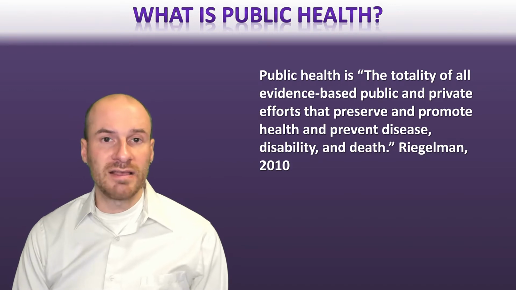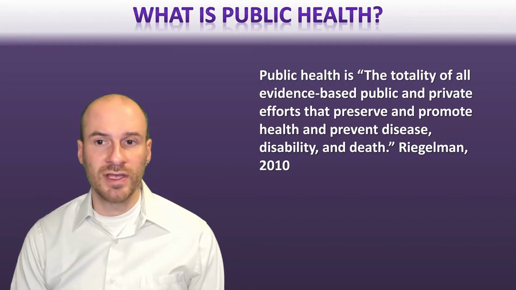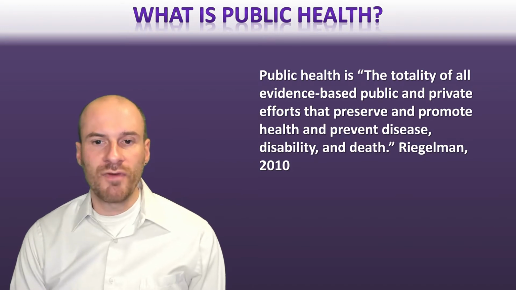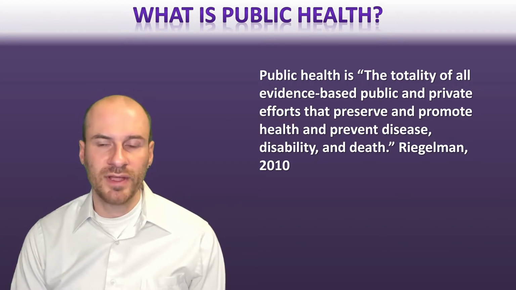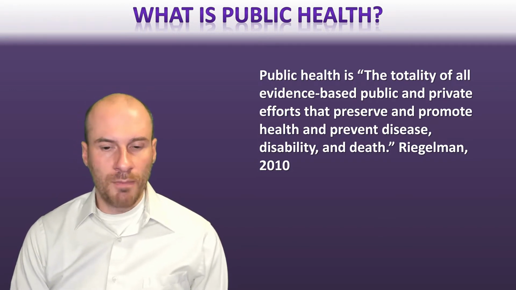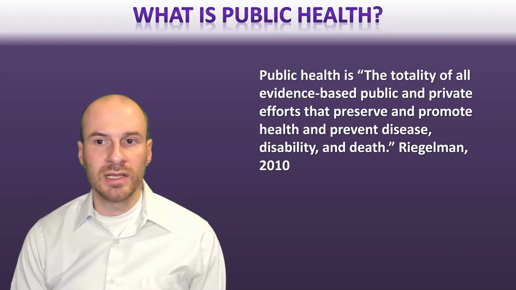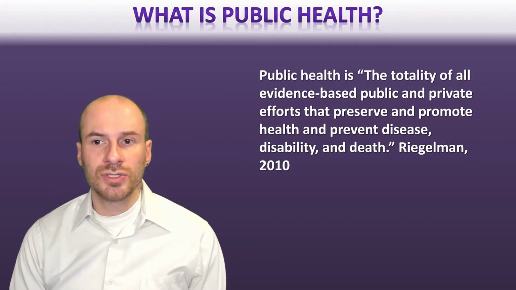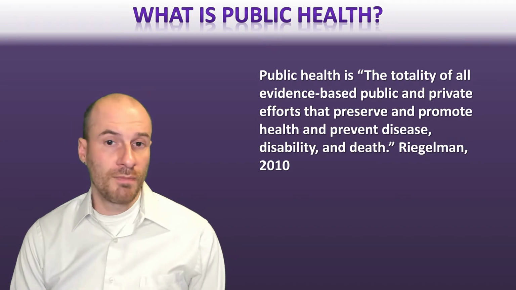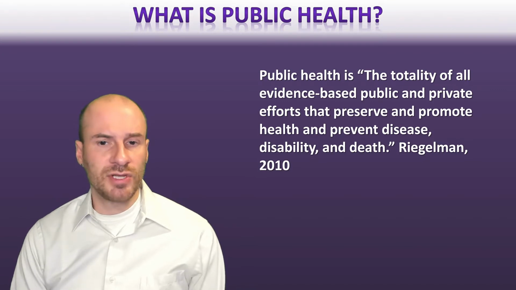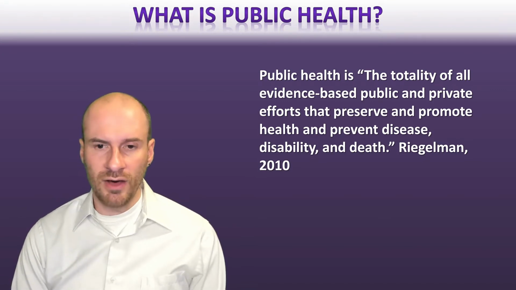If you are talking about the idea of public health, which is a term that I use very often, public health could be understood to be the totality of all evidence-based public and private efforts that preserve and promote health and prevent disease, disability, and death. All right. So what we're talking about here is both a broad understanding of what health could be, as well as a broad understanding of the different types of ways that we can use evidence and information to improve, preserve, and promote health, right? So that's kind of some of the frames that we talk about in thinking about health and public health practice.